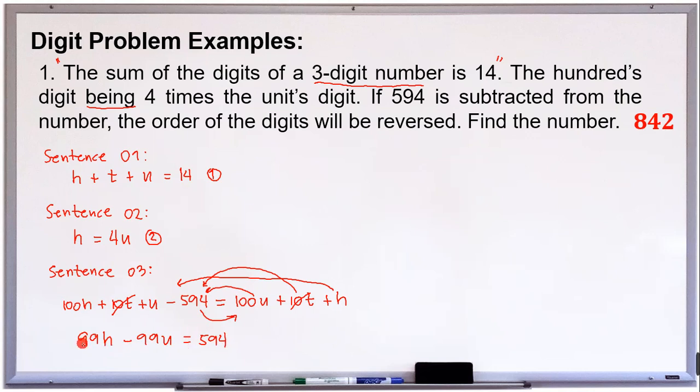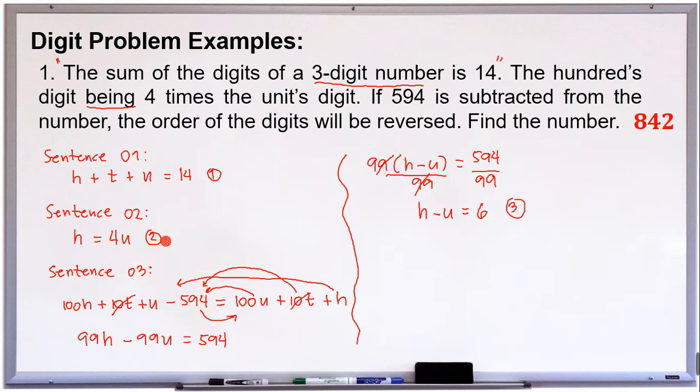This is equal to 594. Now, 99 is common, so we can factor out 99. So we have 99 times H minus U is equal to 594. Divide both sides by 99. So we have H minus U is equal to 594 divided by 99, which is equal to 6. Now this will be our equation 3.